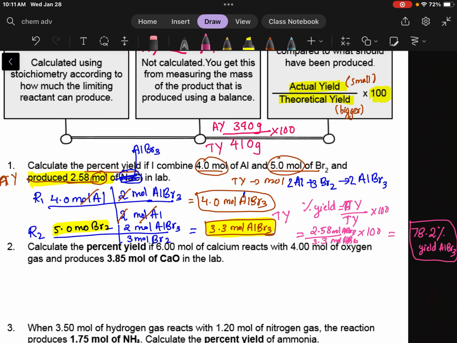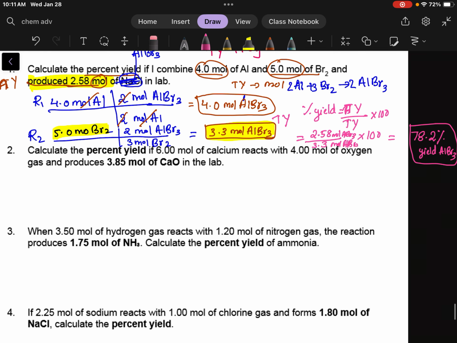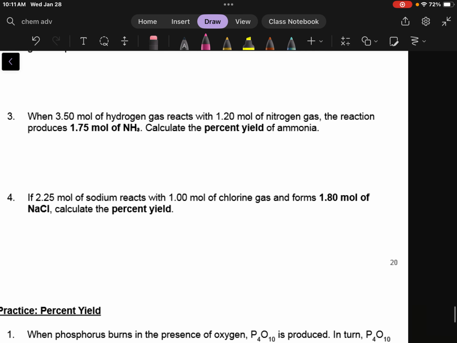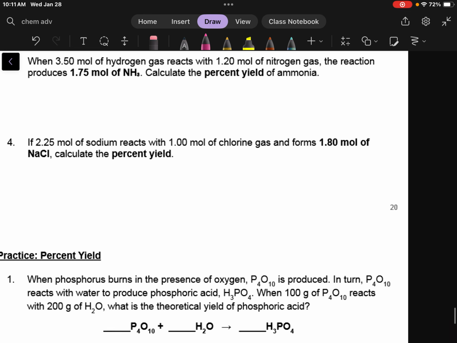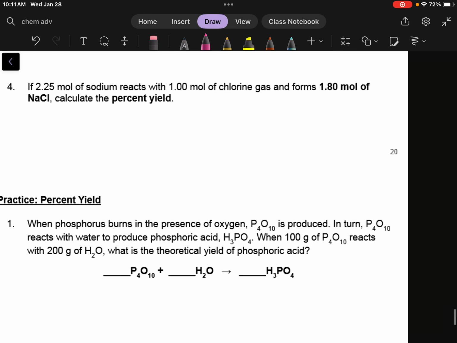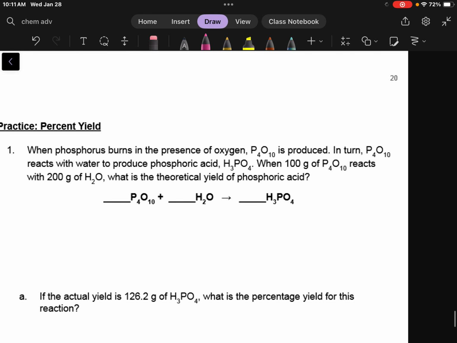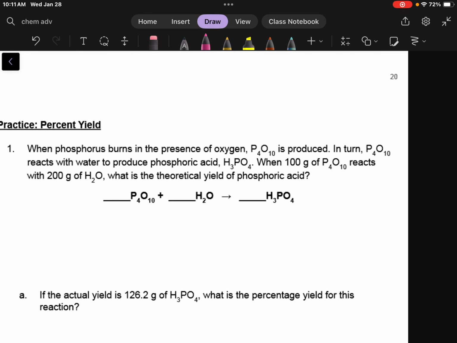In your s'mores lab, you have to calculate the percent yield of s'mores. Question, do we need one more practice? Let me see if we have anything in grams. Oh, those are all more questions. You can do it. I may do one practice question. I'm going to do this one. Let me see where that is in grams.